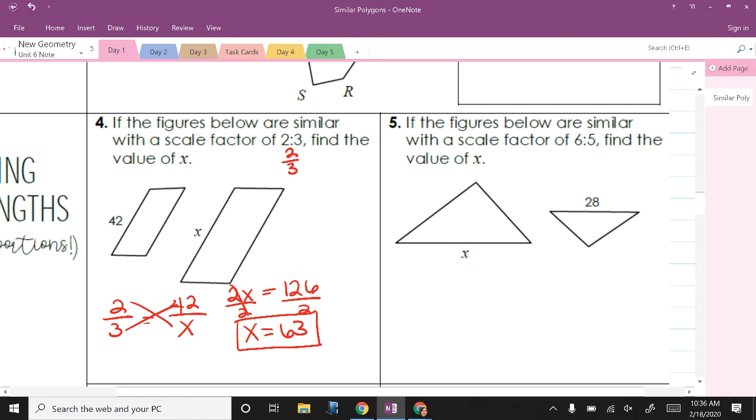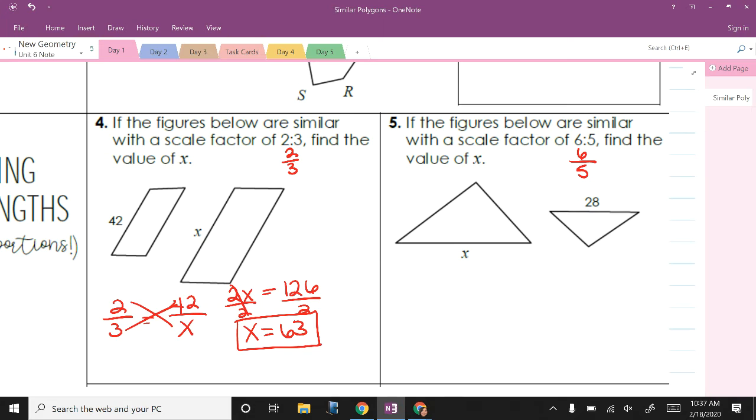All right, number 5. The figures below are similar with a scale factor of 6 to 5. I'm going to change that to 6 over 5. Find the value of x. Now, are these two proportional sides? Yeah, because you would flip and rotate this triangle and it would be in the same spot. Y'all see that? They're proportional. Okay. So sometimes we have to do a little page flipping to figure it out.